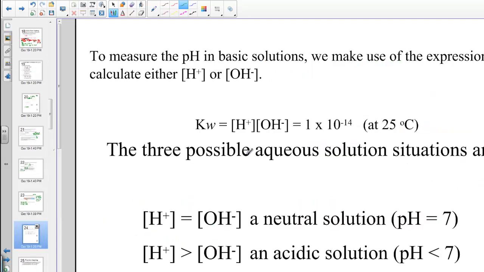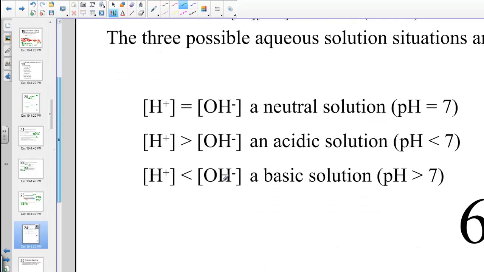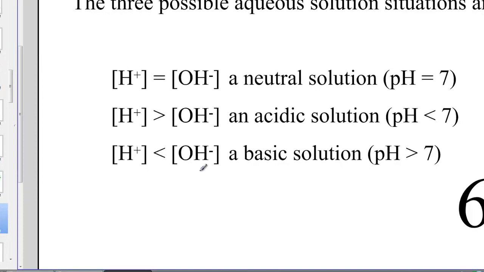To measure the pH of solutions, we often use an expression to calculate either H plus or OH negative. We're just reminding ourselves of those relationships we've been studying. If H plus equals OH minus, we call it neutral. If we have more acid, we call it acidic. And if we have more base, it's a basic solution.